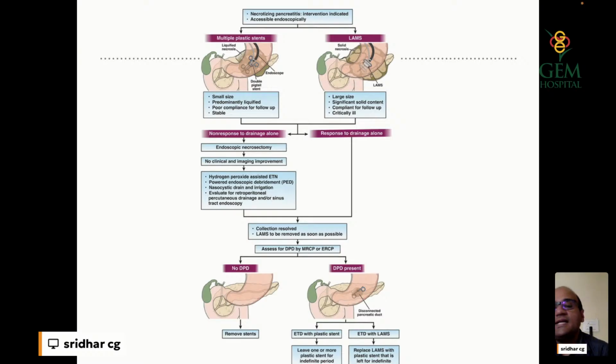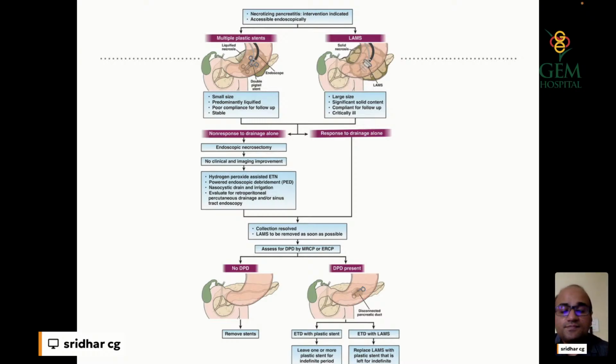more deleterious effect. Whenever removal of stents is considered, always consider whether the patient has got a disconnected pancreatic duct or a disconnected pancreatic duct is absent. Whenever you find no pancreatic duct disruption, you can happily remove the stent. If you consider pancreatic ductal disconnection, always make sure you leave one or two stents through the same gate indefinitely so that the collection is retained.